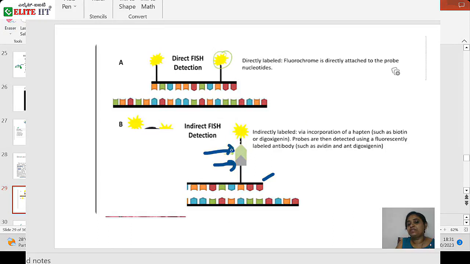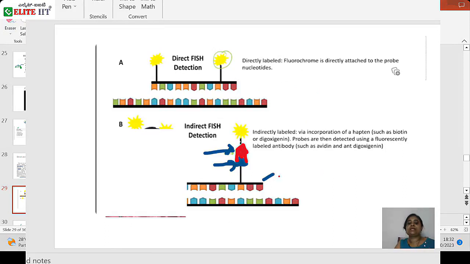Sorry, I'm wrong about the color. I'm giving you the blue color. This blue color is actually biotin or digoxigenin, which is attached with the probe. Against that, you have to add something which can bind with the biotin or digoxigenin. That is known as avidin. If you are using biotin, you have to use avidin. If you are using digoxigenin, you have to use anti-digoxigenin.